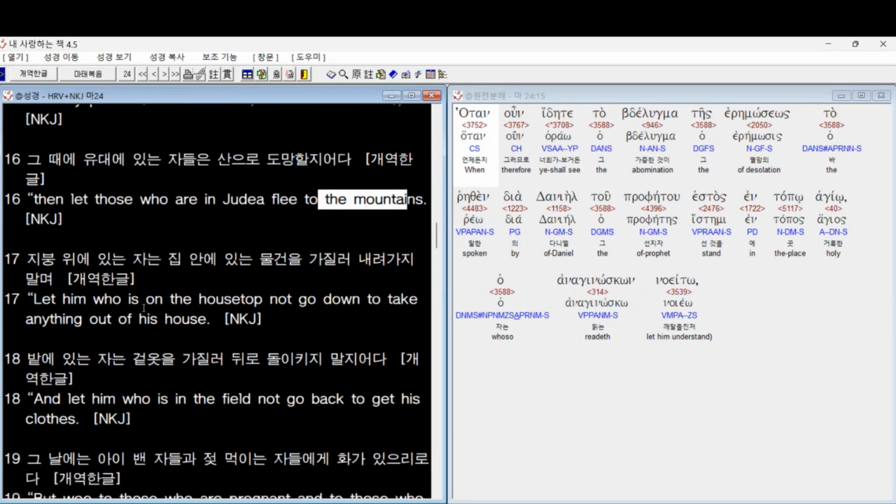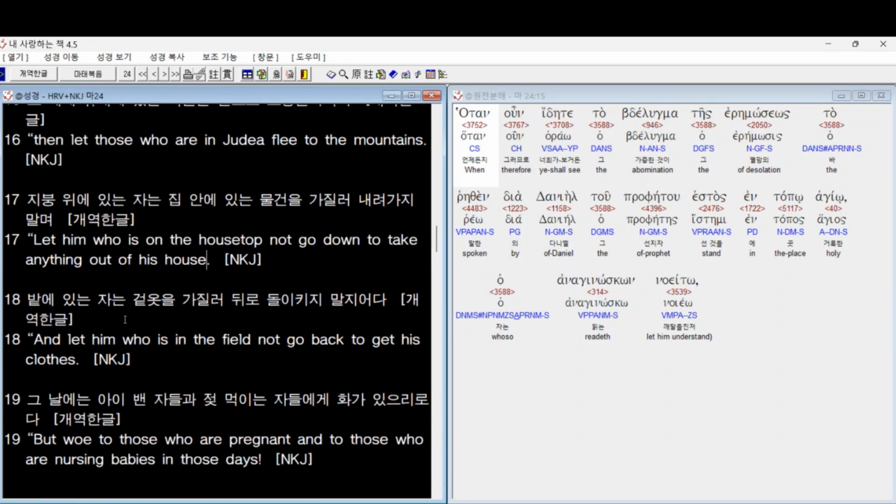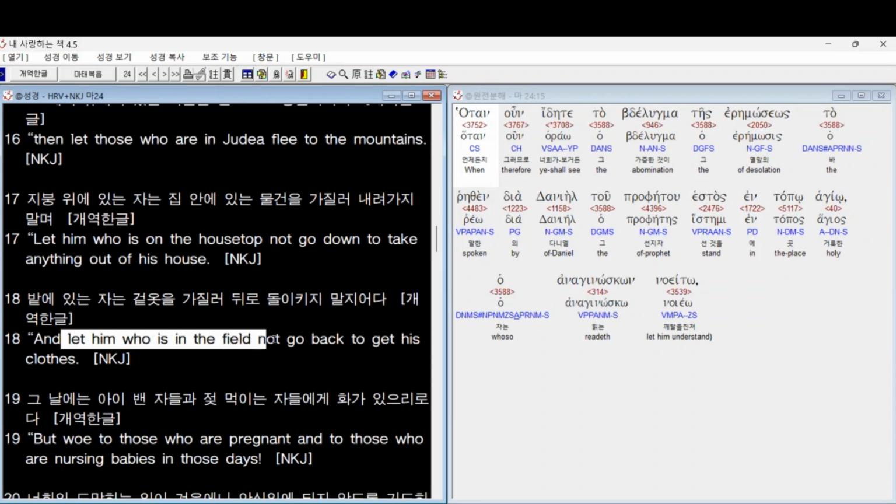Christos Jesus. Let him who is on the housetop not go down. Get out of there. Do not take anything out of his house. Leave there every confused, mixed knowledge. Don't take anything from there. Let him who is in the field not go back to get his clothes.